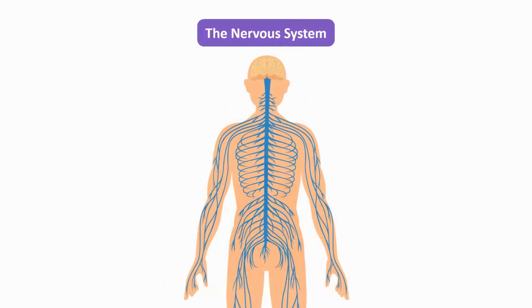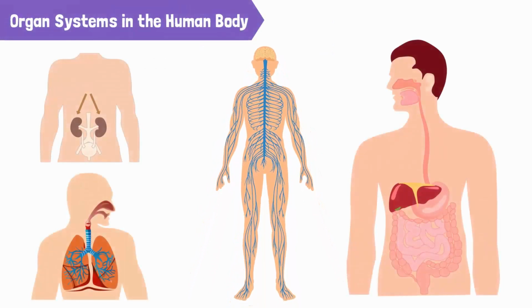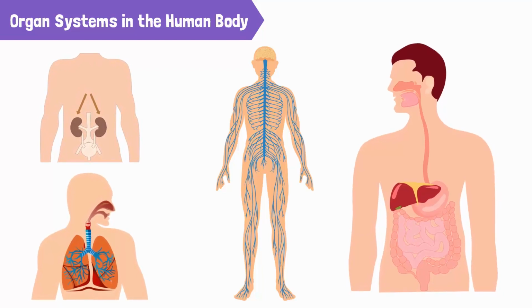The nervous system helps us interpret and respond to things happening inside and outside the body. It consists of the brain and the spinal cord and nerves that run all over our body. These are some systems that help us function every day. Each system is made up of a different group of organs that work together.